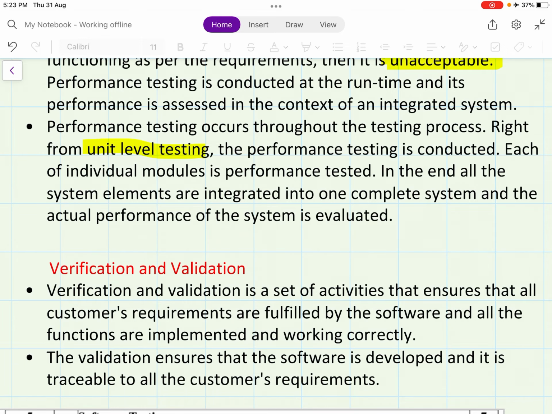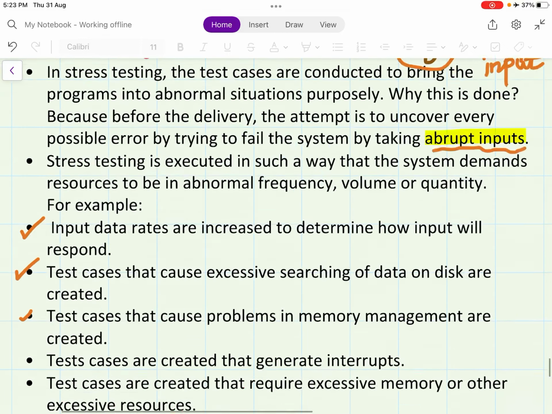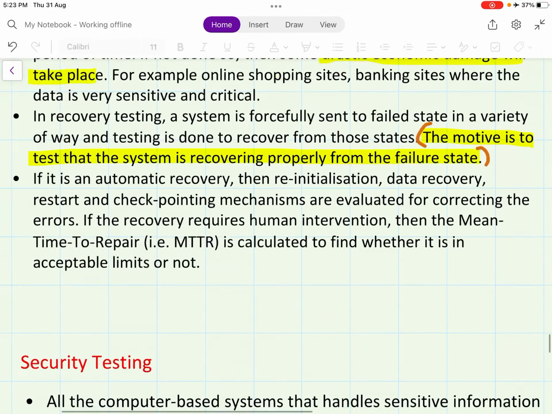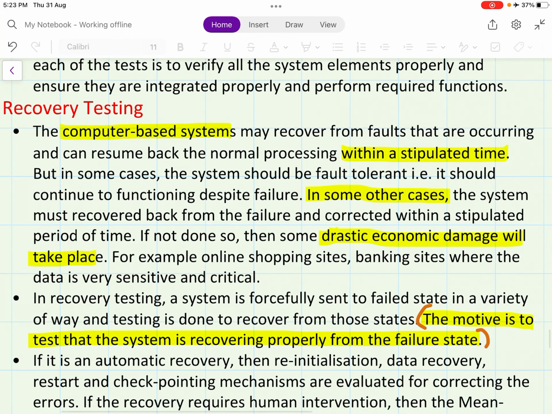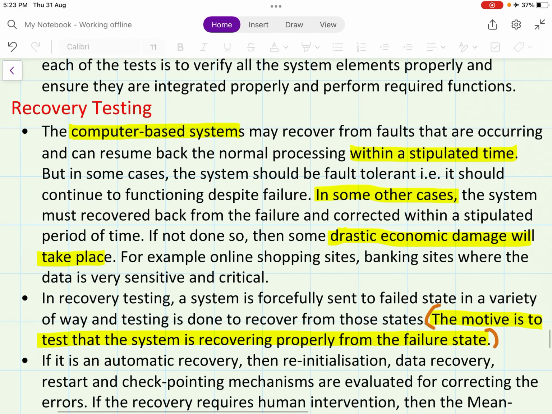So under system testing, the first one was recovery testing. What do you mean by recovery testing? To check whether the system is recovering in case of some problem in the system. The system is forcefully failed and then it is brought back to the original state. The motive is to check whether it recovers from a failure state back to the original state or not.